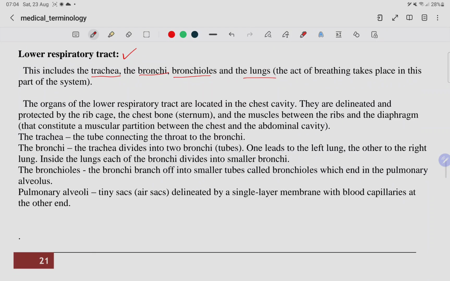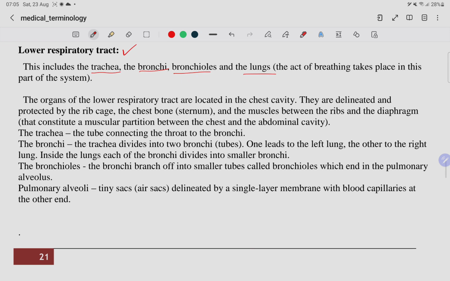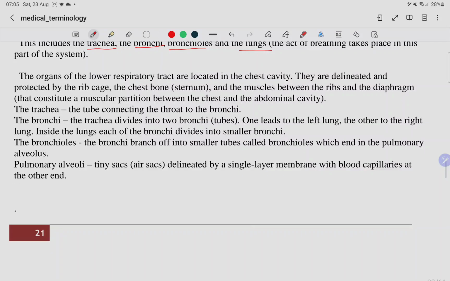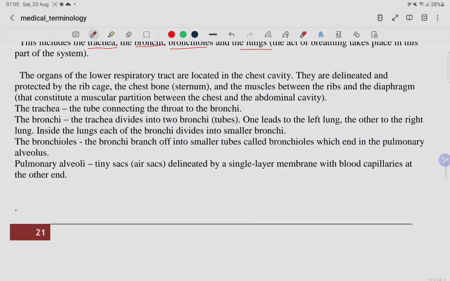The organs of the lower respiratory tract are located in the chest cavity and protected by ribs, muscles, and between the ribs there is the diaphragm. Those bones protect the lungs and heart from any injuries.